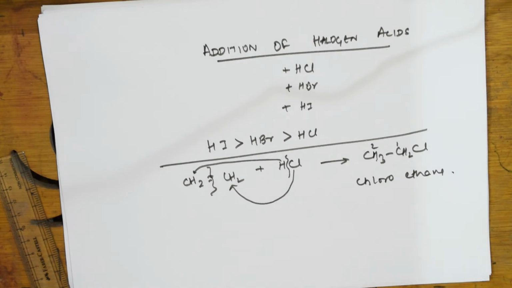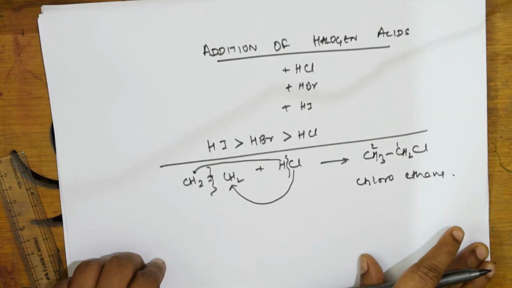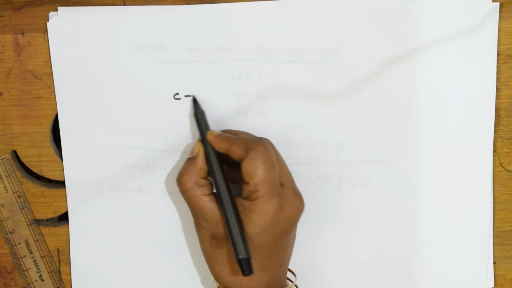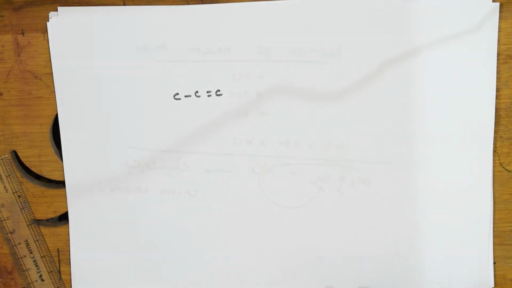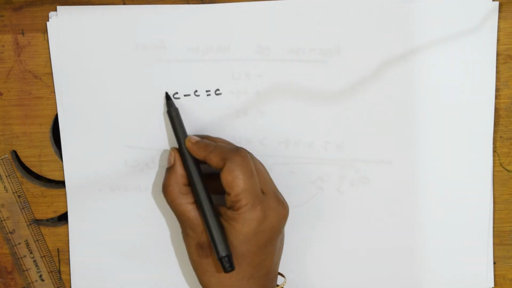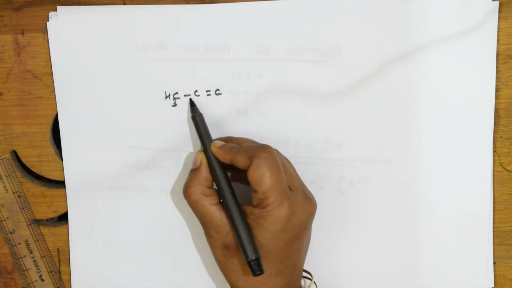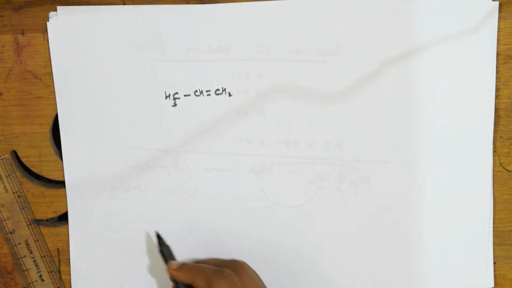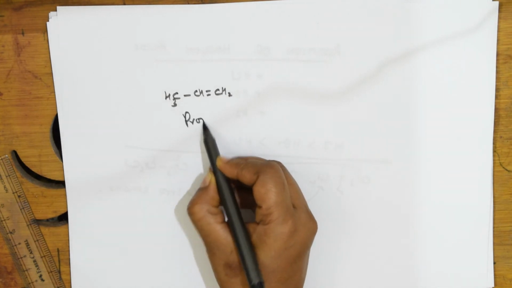Simple it is. Now the problem starts when you start adding halogen acids to an unsymmetrical compound. This is where you have to be careful. So in the case of an unsymmetrical alkene, for example, I showed you 1, 2, 3. This is an unsymmetrical alkene. Now let us fill the hydrogens: 3 hydrogens here, 1, 2. What is the name of this compound? This is nothing but propene.